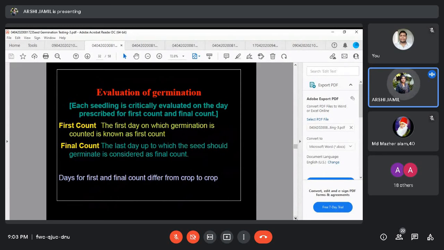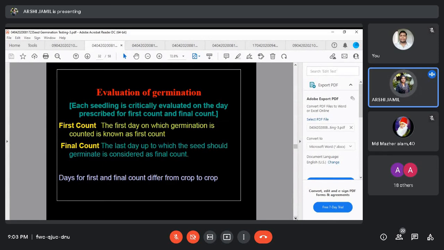Now how do you evaluate the germination test? How will you evaluate whether seeds are germinating or not? Each seedling is critically evaluated on the day prescribed for first count and final count. Now what is first count and final count? When you keep seeds for a germination test, germination will not happen on the same day. The seeds will take certain time to germinate.